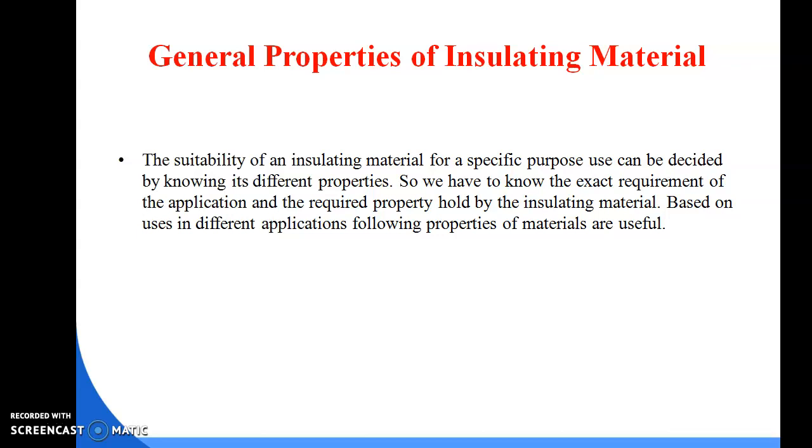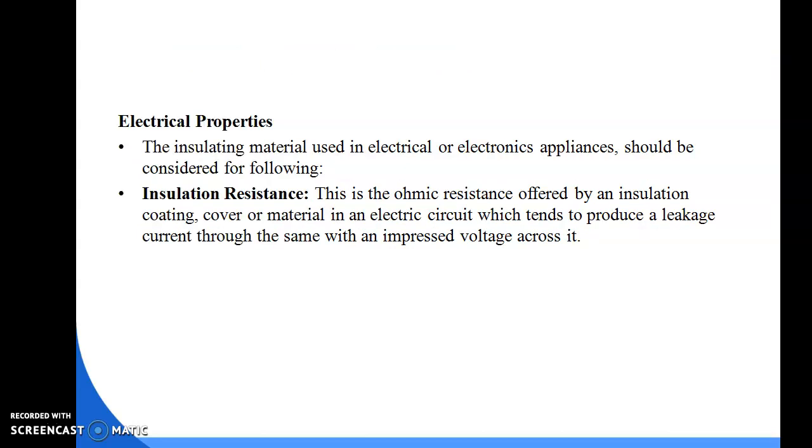And these are the different types of electrical properties. What are the electrical properties? The insulating material used in electrical or electronic applications should be considered for the following. Insulation resistance is the ohmic resistance offered by an insulation coating, cover or material in an electric circuit, which tends to produce a leakage of current through it with an increased voltage across it.